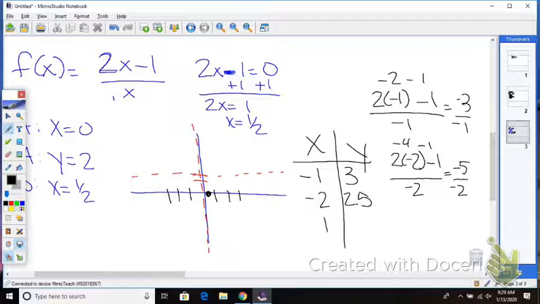And then everybody plug 1 in if you haven't already, and let's see if we get the same answer. Negative 3. It was easy.